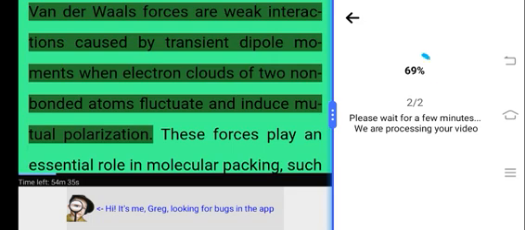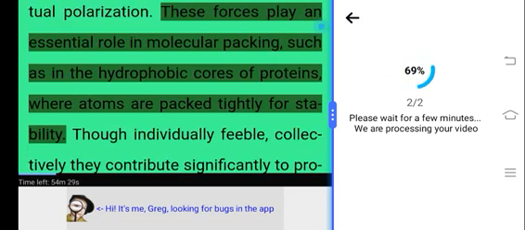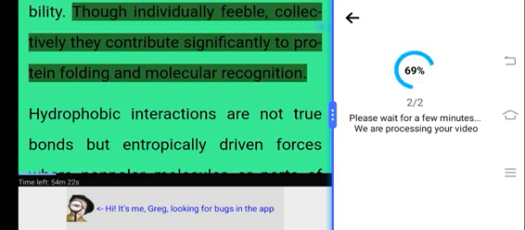Van der Waals forces are weak interactions caused by transient dipole moments when electron clouds of two non-bonded atoms fluctuate and induce mutual polarization. These forces play an essential role in molecular packing, such as in the hydrophobic cores of proteins, where atoms are packed tightly for stability. Though individually feeble, collectively they contribute significantly to protein folding and molecular recognition.